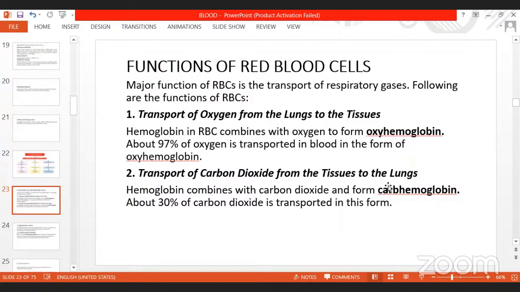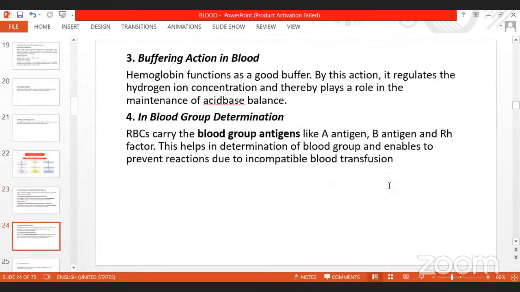So coming to the functions of RBC, the RBCs transport oxygen from the lungs to the tissue. For that, RBC combines with oxygen to form oxyhemoglobin, and it is transported in blood in the form of oxyhemoglobin. And carbon dioxide is transported by carbhemoglobin, around 30% of carbon dioxide. And hemoglobin acts as a buffer which regulates the hydrogen ion concentration, so it plays a major role in the maintenance of acid-base balance in the body.